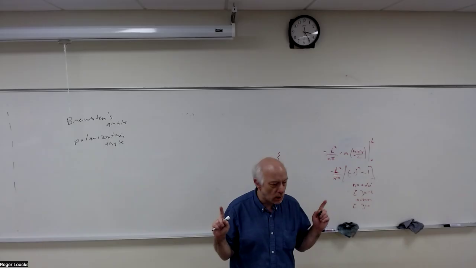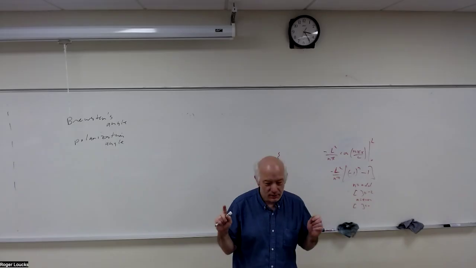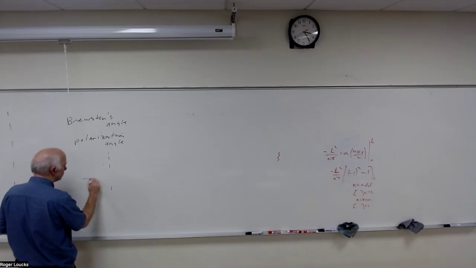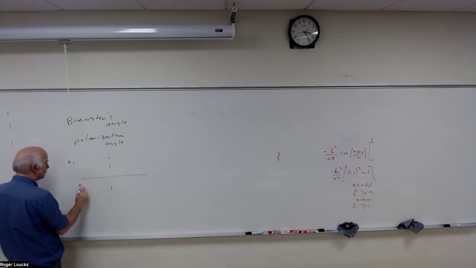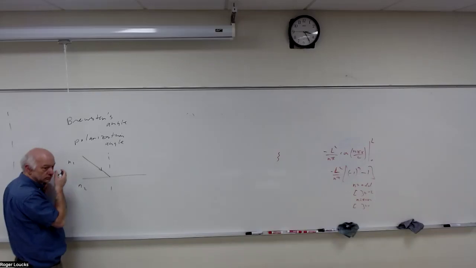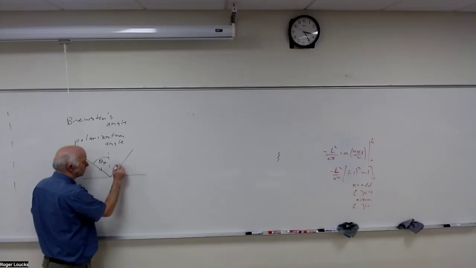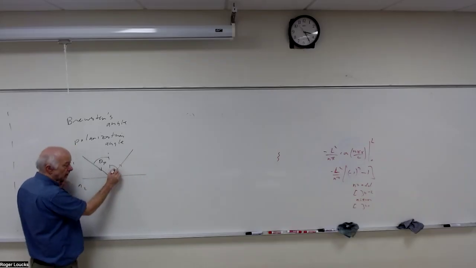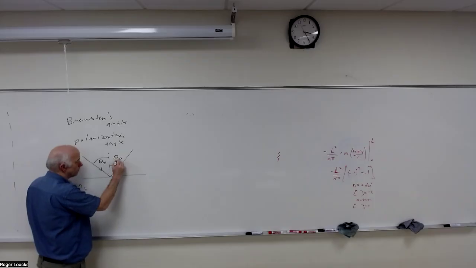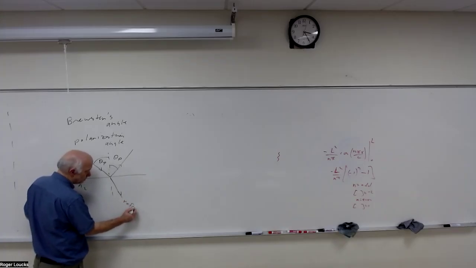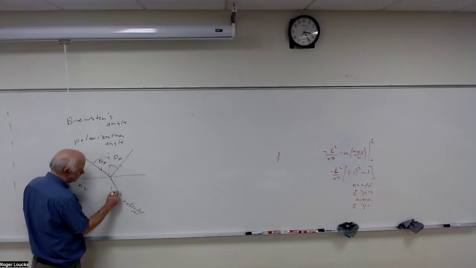If you have your normal here and here's your surface, with n1 and n2, this is called the incident ray. Let's say this is the polarization angle. The reflected ray always has to have the same angle, and you're going to prove that in homework 4. And then here's this ray. What do we call this? The refracted ray.